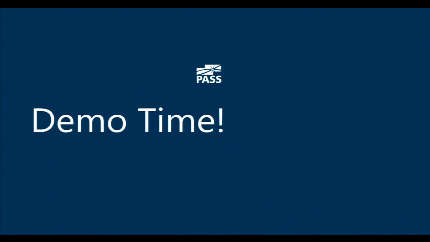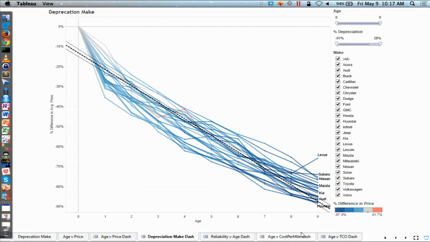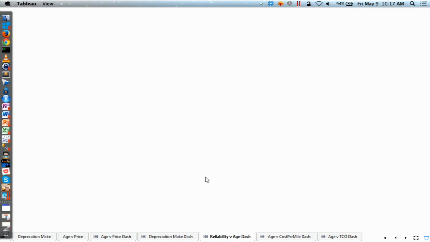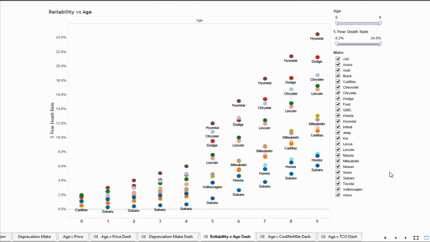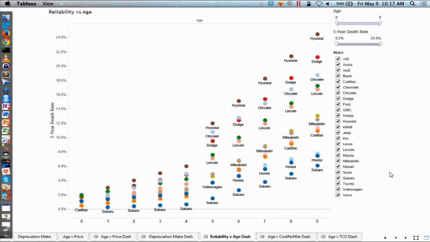So now it's time for another demo. Let's see if I can actually make this thing work this time. Okay, here we go. So this shows reliability versus age. And what we can see here, wow, it's just adjusting all over the place. What we can see here is that different makes and models have different rates of reliability. This isn't that surprising. And the metric we're using is what I call the 5-year death rate.